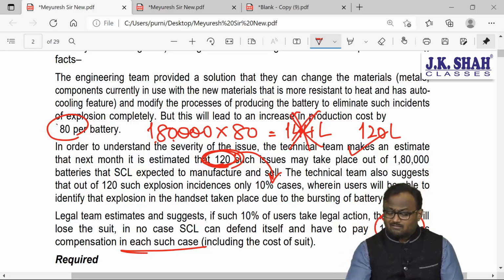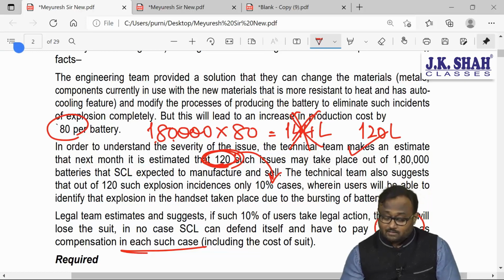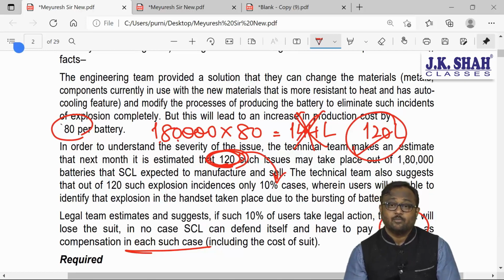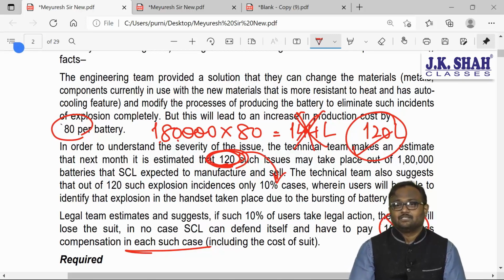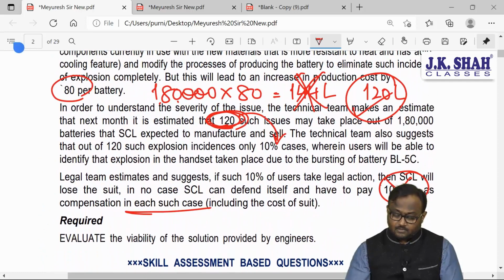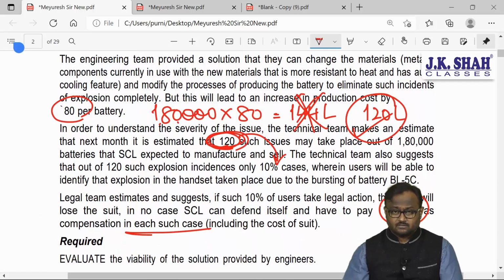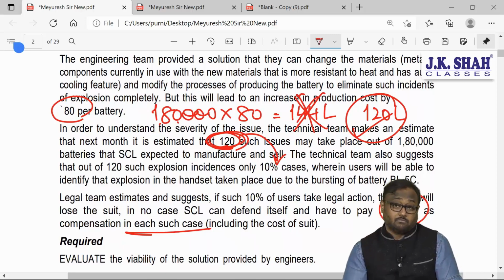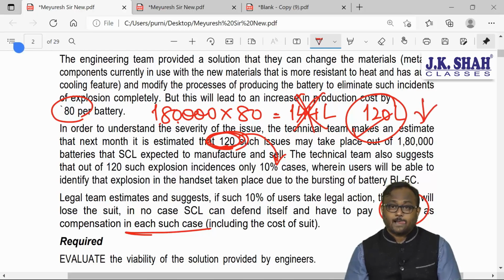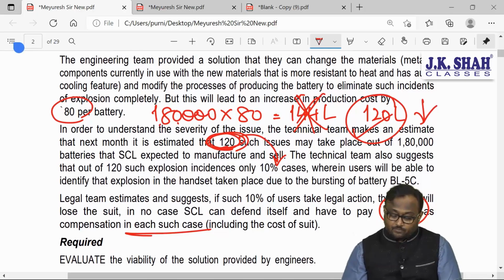So, okay, I will not incur 144, I will incur 120. But if you consider non-financial matters, this will create a scar on your image as a product. Customer satisfaction is important. So on financial matters, I will drop the proposal. I will rather face case law, because there is a chance where I can win the case. This may go down. Evaluate the viability of the solution provided by engineers.